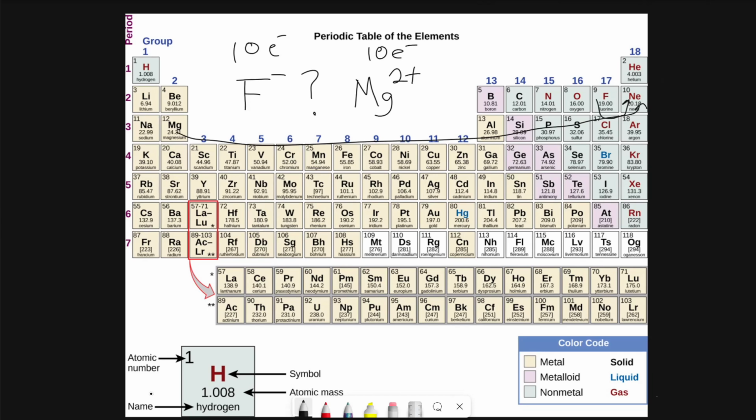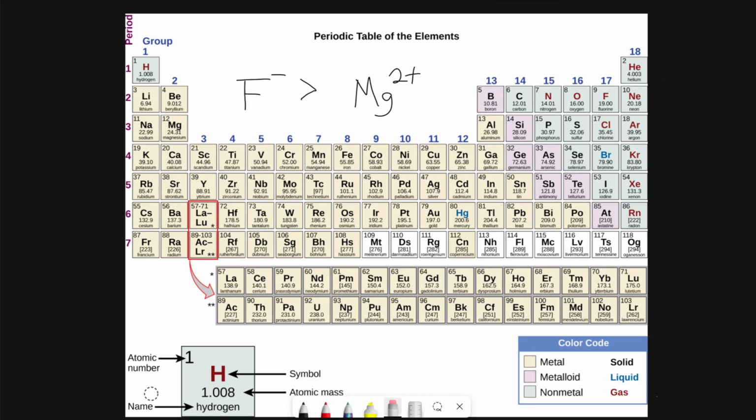However, which one has more protons? If you compare the effective nuclear charge here and you were to do the calculation, you would see that the effective nuclear charge of magnesium is clearly higher because it has more positively charged protons in its nucleus and it has fewer electrons in comparison. So the pull of 12 positive charges on 10 negative charges is going to be stronger than the pull of 9 positive charges on 10 negative charges. The positive charges are outnumbered in the case of fluoride, and therefore fluoride will have a larger ionic radius than magnesium 2 plus will.